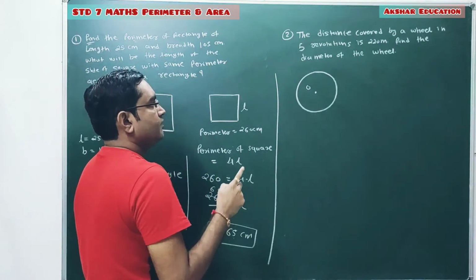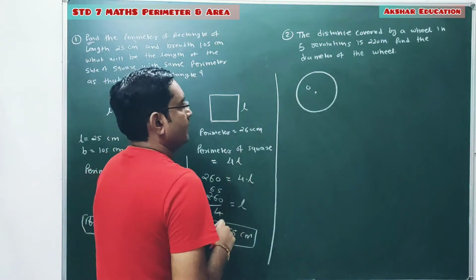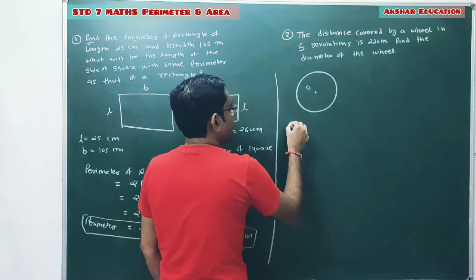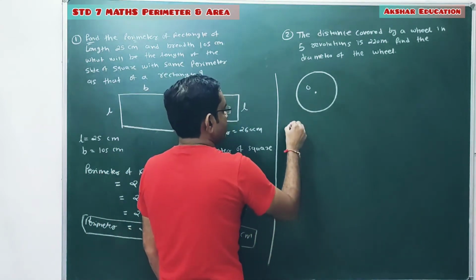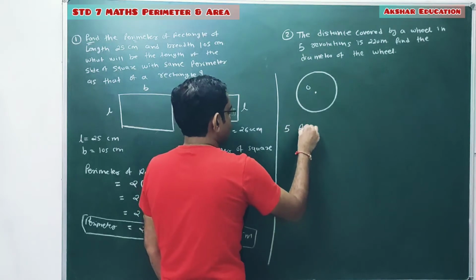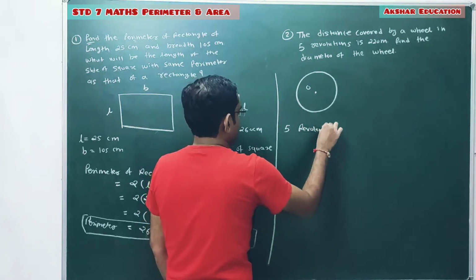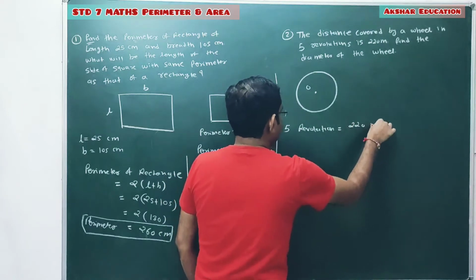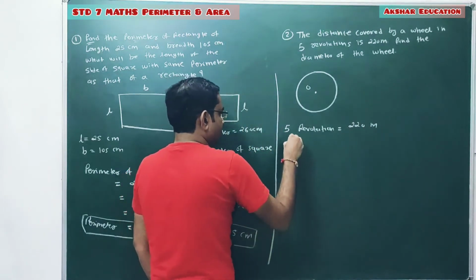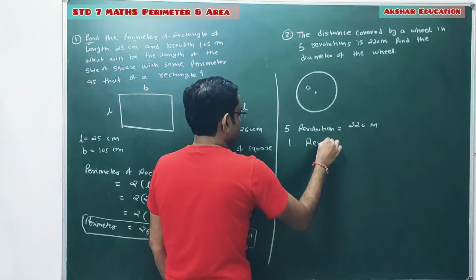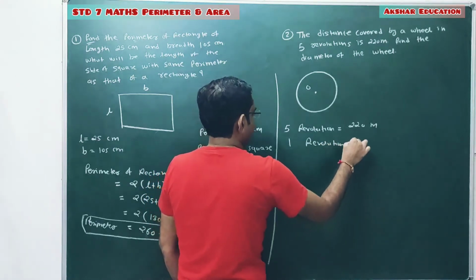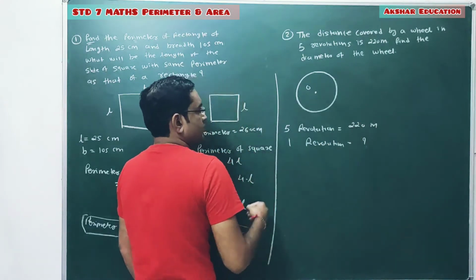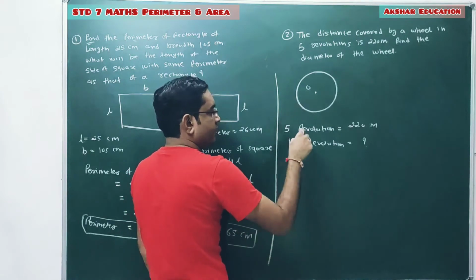So you have to find the diameter. In 5 revolutions the distance covered is 220 meter. So distance covered in 1 revolution, that is our unitary method, equal to how much? Why do you have to find the distance covered in 1 revolution?